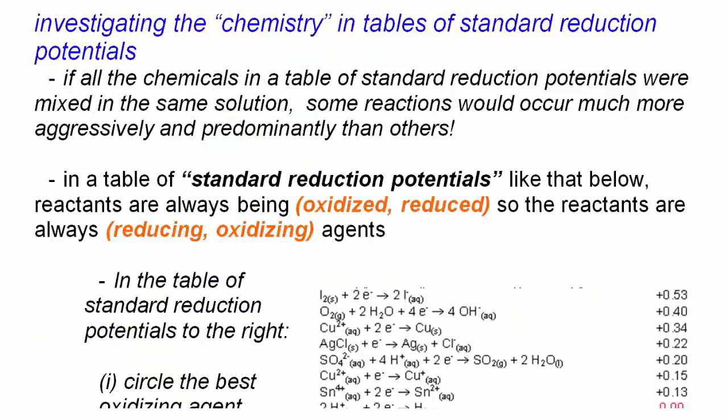Investigating the chemistry in tables of standard reduction potentials. If all the chemicals in a table of standard reduction potentials were mixed in the same solution, some reactions would occur much more aggressively and predominantly than others. Sure they would, because look at their different E0 values. Some are much more positive than others.